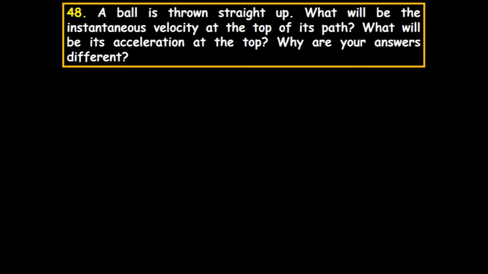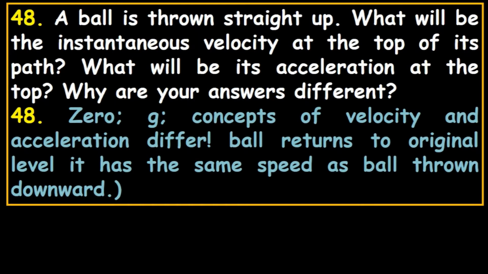A ball is thrown straight up. What will be the instantaneous velocity at the top of its path? What will be its acceleration at the top? Why are both answers different? The instantaneous velocity will be 0, but g always remains the same. So it's going to have 10 meters per second squared as the acceleration at the top of the arc.